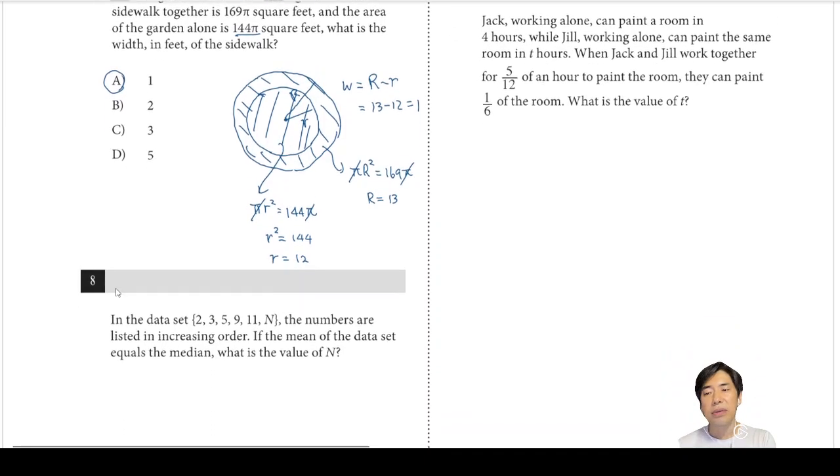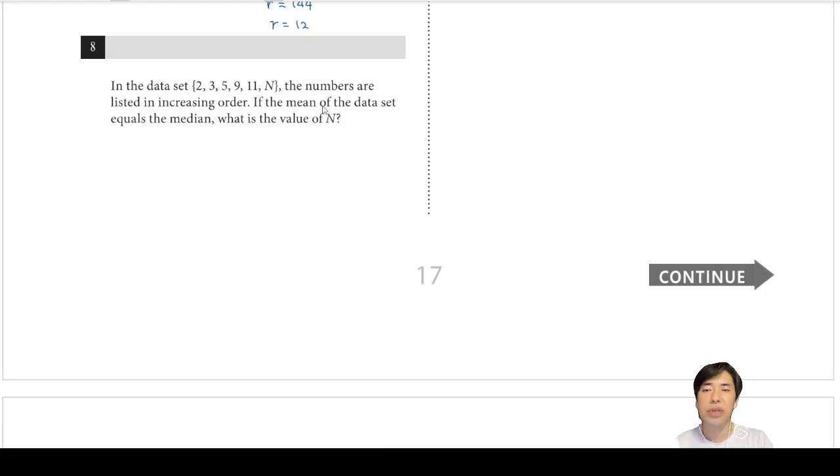Okay, number 8. In the data set, the numbers are listed in increasing order. If the mean of the data set equals the median, what is the value of n? All right. The median right here is basically the number in the center, but the number in the center is basically what? The number between 5 and 9. So the average of these two would be 7. So 7 is the median. And this is also the mean.